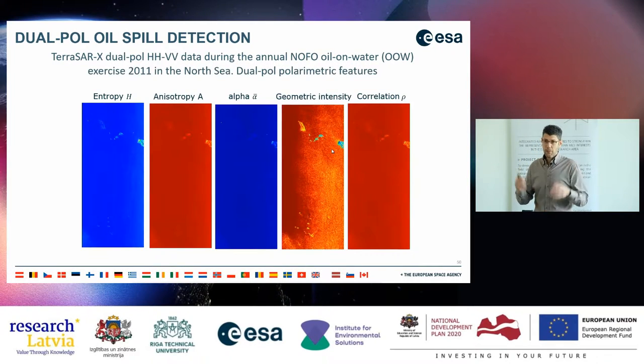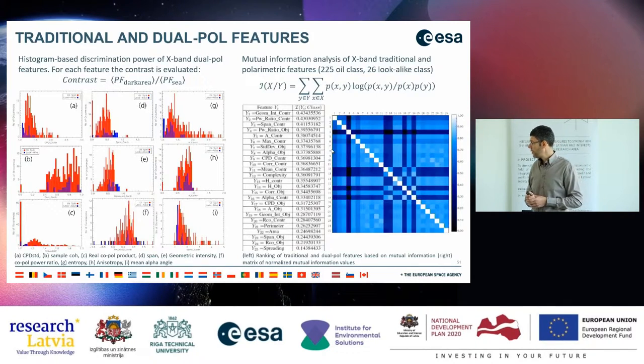Because in the morning it was quite boring, I guess, for you, but I discussed a lot about polarimetric features, what you can do, what you cannot do. Here is just some example of the polarimetric features that were introduced in the morning, how this looks when you have different oil types. Some literature suggests using entropy, others suggest using the geometric intensity. The literature is vast, so there are pros and cons of each approach. But what was nice was to compare all these different features and see if actually. Yep. Sorry.